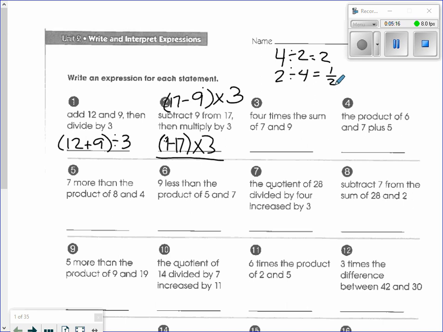So 4 times the sum of 7 and 9. That problem right there is going to be worked by Tamaya.